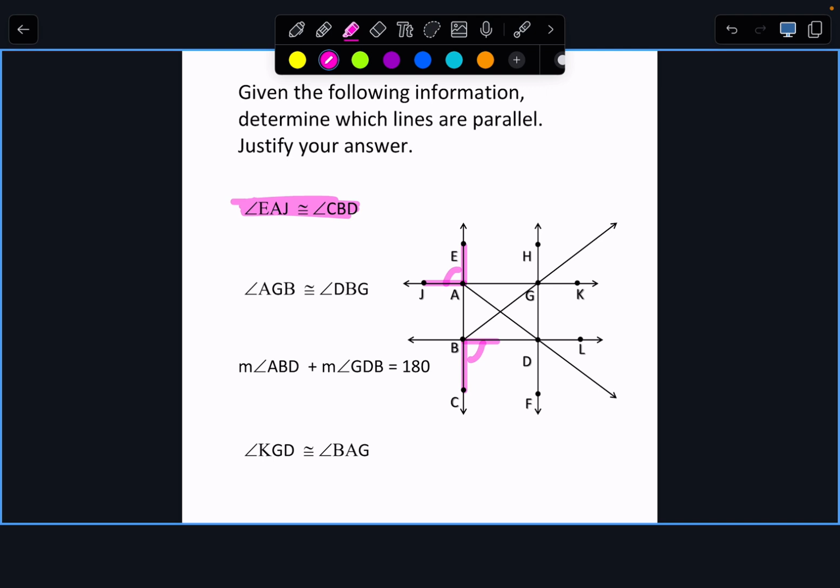I have marked our first one. Which one is the transversal? Which line do both of them share? Okay, this one right here, right? That's our transversal. Because those two pink angles are congruent, which lines are parallel?